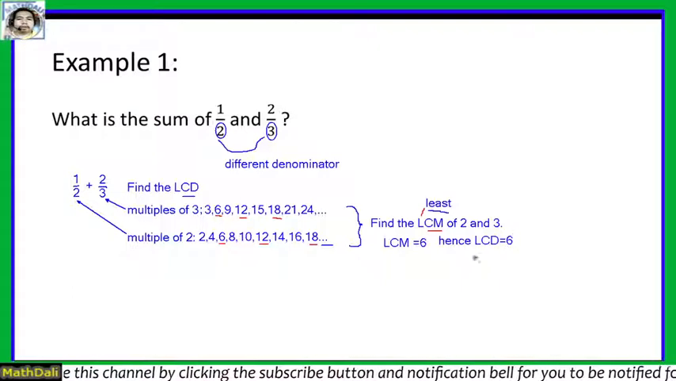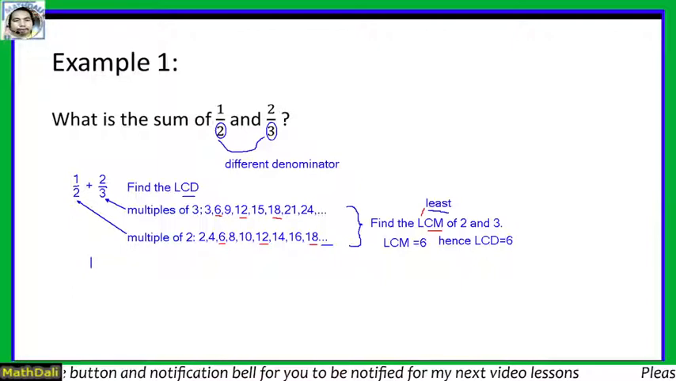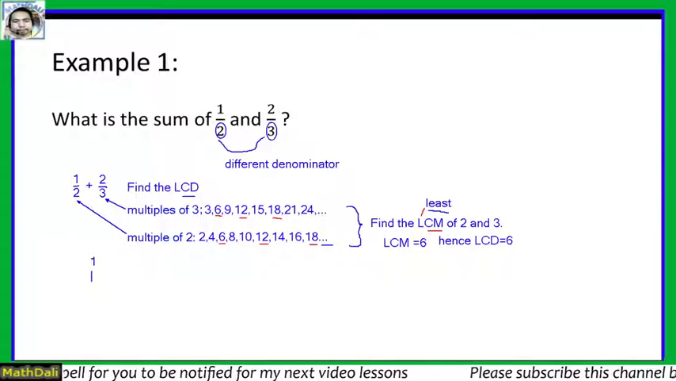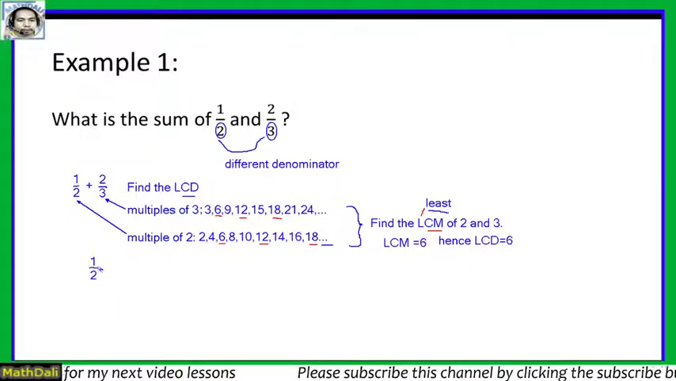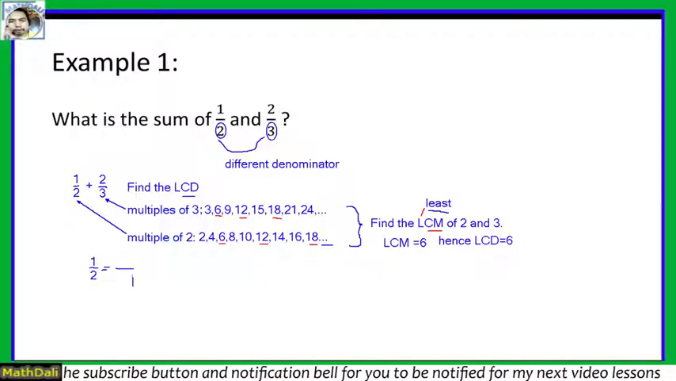Okay, so now kukunin natin yung ating equivalent fraction dito sa dalawang to. So, ilagay natin dito yung given natin. We have 1/2, and that will be equal to... So, ano yung imumultiply natin dito sa 2 para makuha yung LCD na 6. Okay, so ilagay natin dito yung ating LCD, that is 6.